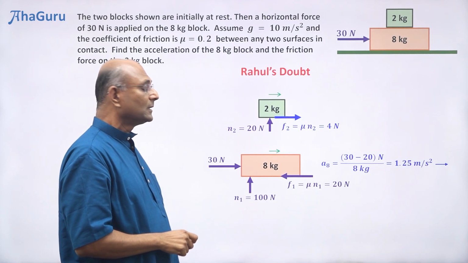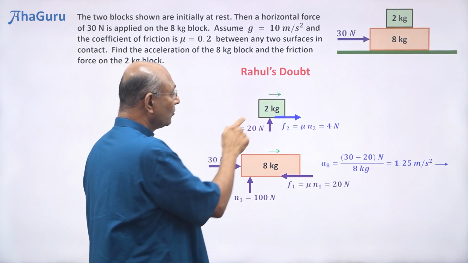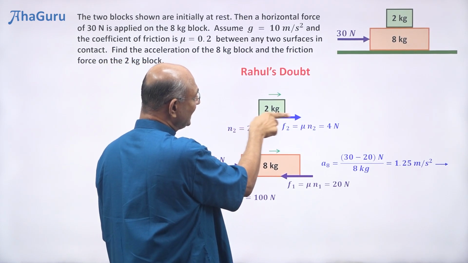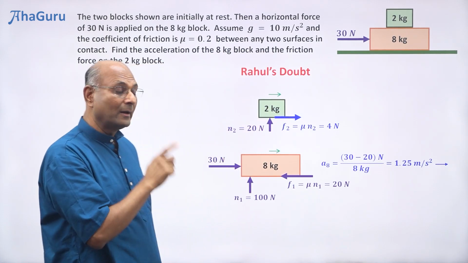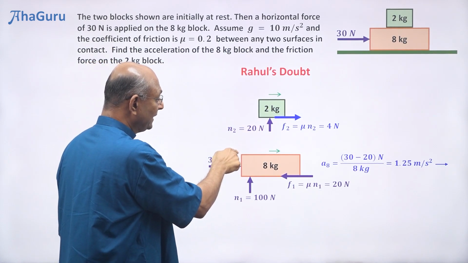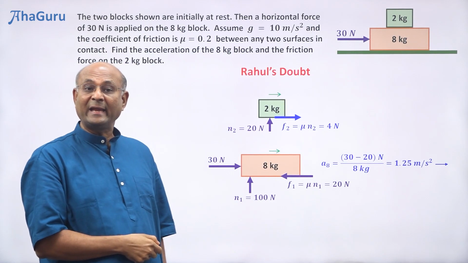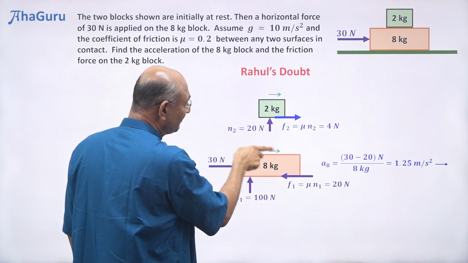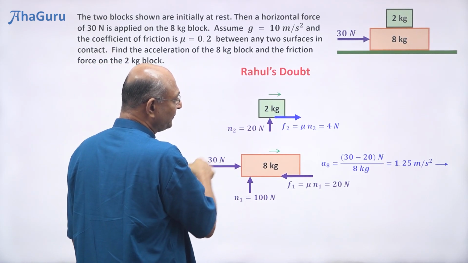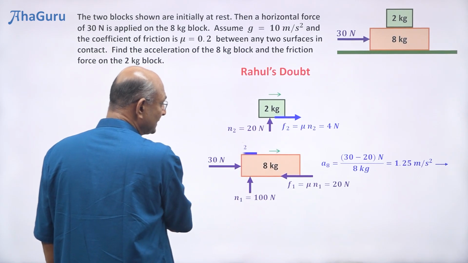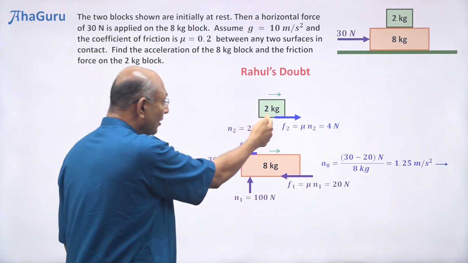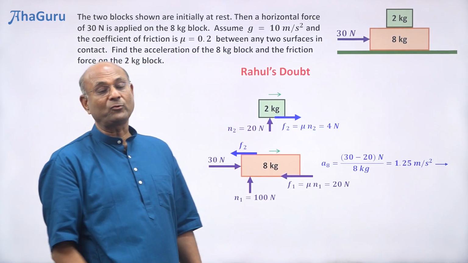Okay. Now, if there is a friction force acting on the 2 kg block, please remember there must be an equal opposite friction force acting on the 8 kg block, right? This surface exerts a friction force on that surface. So that surface will exert a friction force on this surface. How much? Same force, F2.